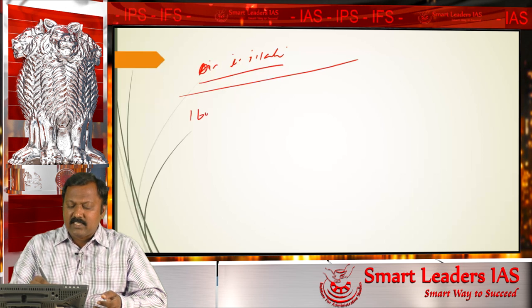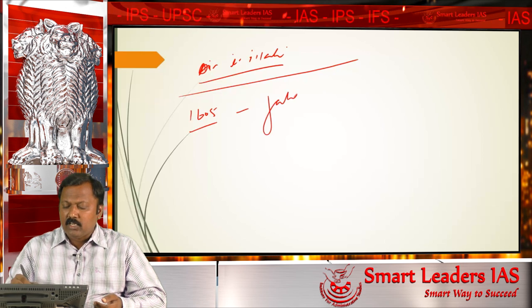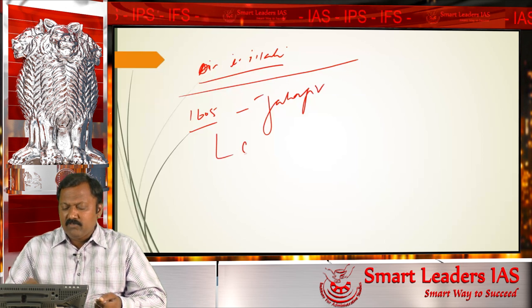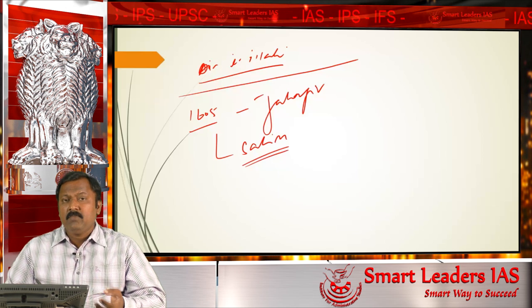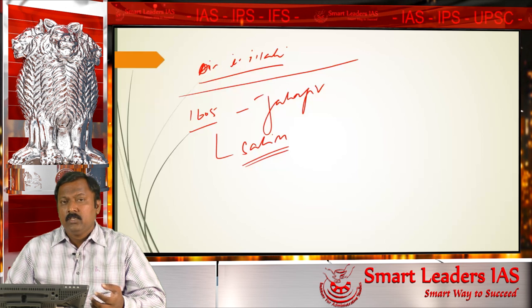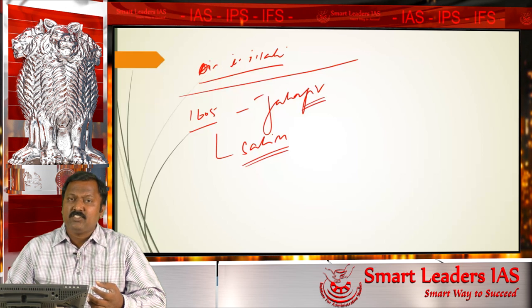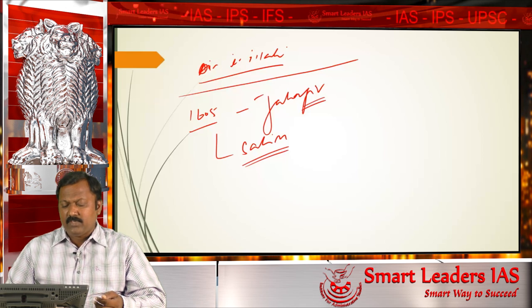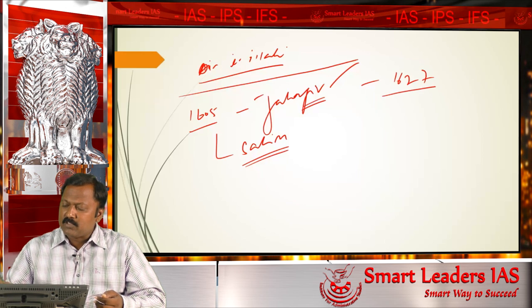So Akbar dies in the year 1605, and after the death of Akbar we have Jahangir, who sat on the throne. The real name of Jahangir is Salim. Jahangir means, Jahan means world, Gir means ruler. So he took the title Jahangir, which indicates that he is the ruler of the world. So after the death of Akbar, Jahangir sits on the throne and gives administration up to 1627.